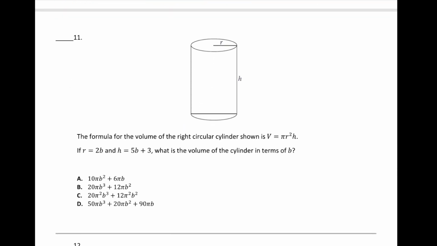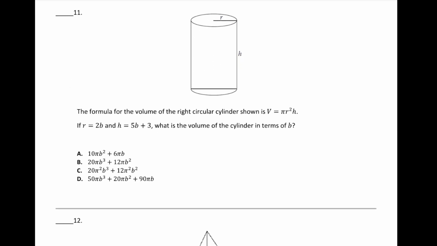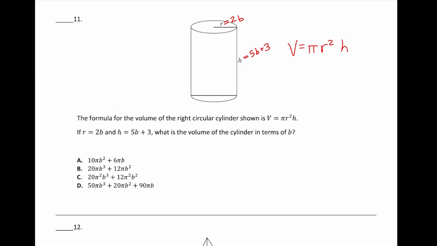Number 11, we've got a cylinder, and the formula for the volume of the cylinder is given. And we want to find the volume in terms of B if the radius is 2B. So I'll just say the radius here is 2B. The height is 5B plus 3. And the volume is pi times r squared times the height. You do not need to memorize that formula. So if the radius is 2B, I'm going to replace that r with a 2B, and the height is 5B plus 3. We want to essentially just simplify this and get our answer.